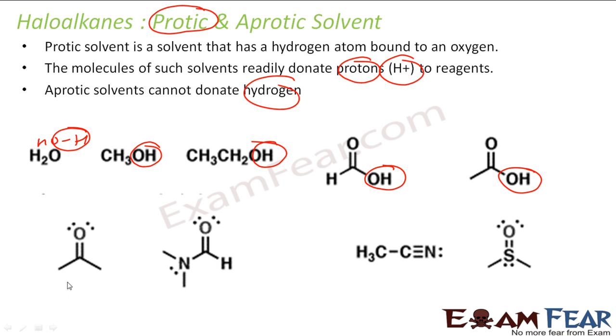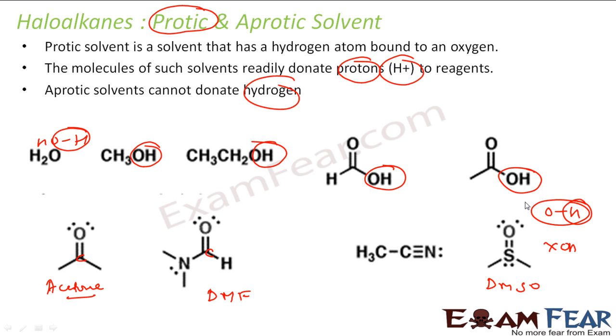For example, this is acetone, this cannot donate hydrogen, right? This is DMF, dimethyl formamide. This is acetonitrile, this is DMSO, that is dimethyl sulfoxide. So all these, there is a CH bond here, but there is no OH bond. Since there is no OH bond, they cannot donate H plus. So a protic solvent is one which can donate protons, and aprotic ones cannot donate H plus.